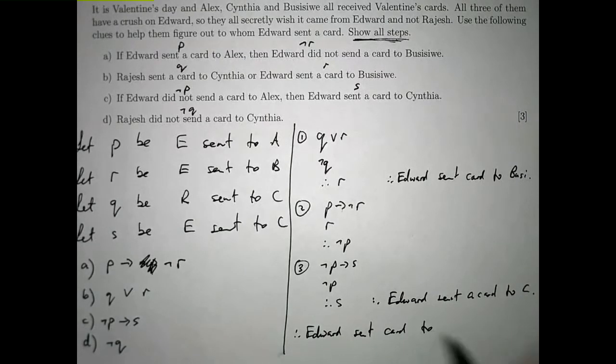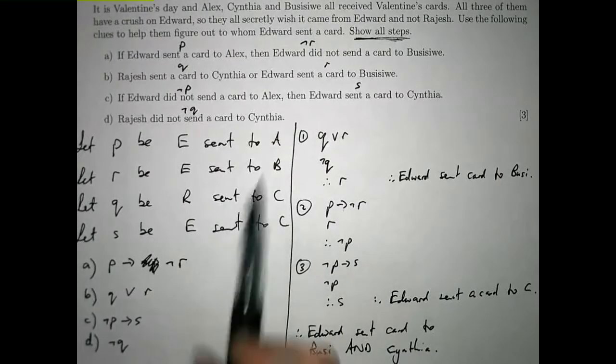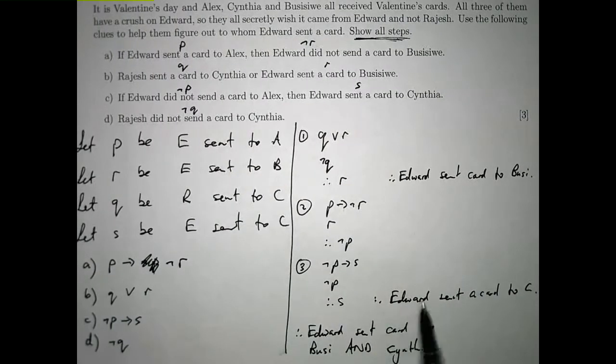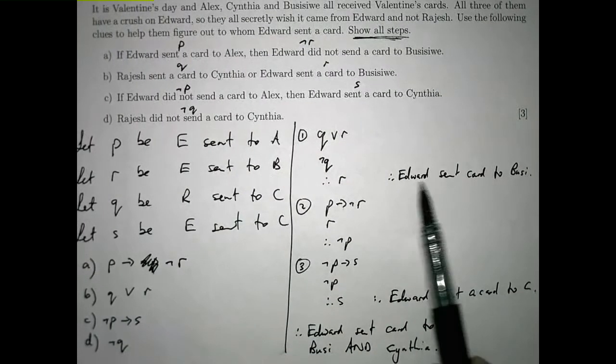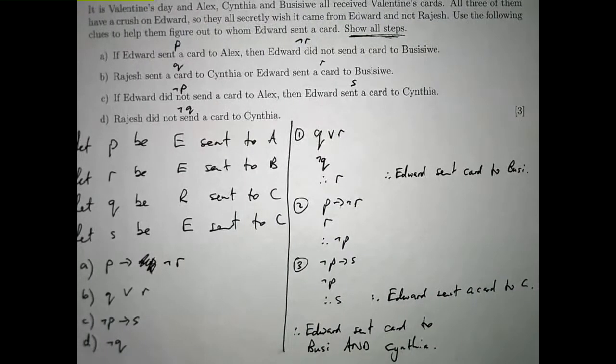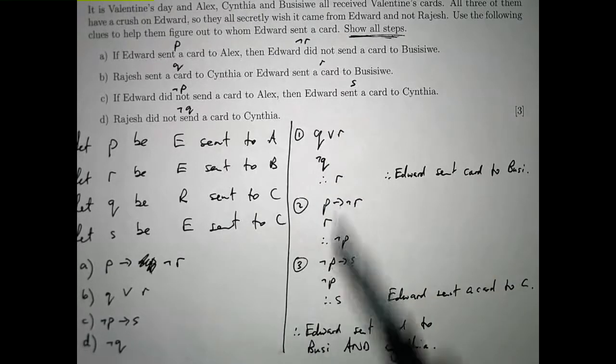So your full marks are: Edward sent a card to Busisiwe and Cynthia. So just be careful when you're doing questions like this that you use all of your information. Also, some of you got down to this last answer and wrote that Edward sent a card to Cynthia, but you didn't translate this into the English sentence, and you didn't notice that Edward sent a card to Busi, so you didn't get full marks there.